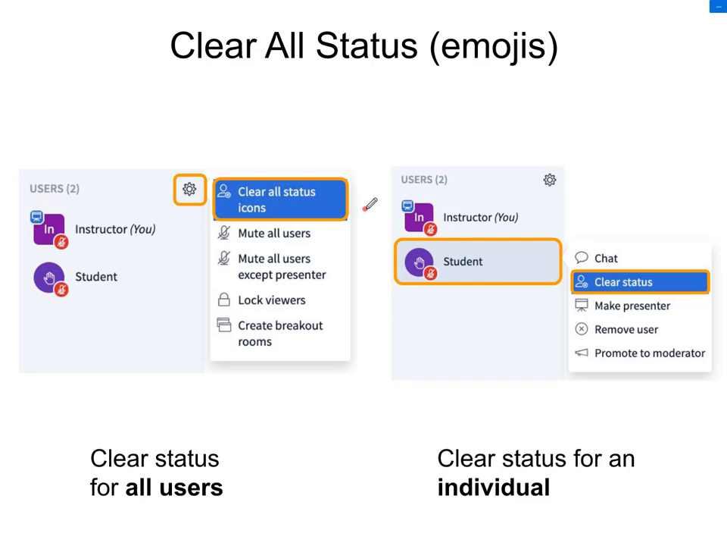And when folks raise their hand, in this case you'll see the status icon, a moderator can clear all the status icons. Again, this is the gear icon. This is only visible to moderators. First item here is just clear all the emojis or the statuses. And so the hand would go back to a normal icon. And you can click on an individual person if you want and clear their status.